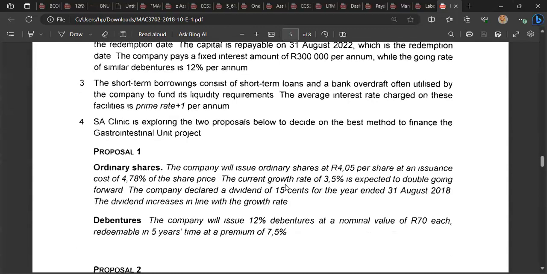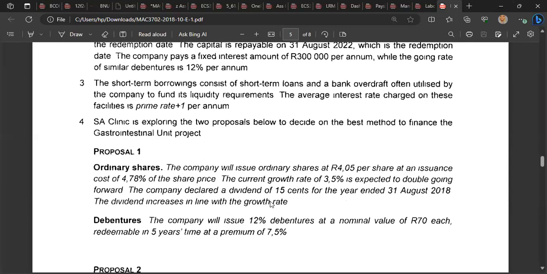All right, so the company's growth rate is 3.5. So once you see growth rate, then you are most likely going to be making use of Gordon's dividend growth model, right? It's 3.5 and is expected to double going forward. Then the company declared a dividend of 15 cents for the year ended 31 August 2018, which is the particular year that we're dealing with. And the dividends are going to increase in line with the growth rate. Right, so we are assuming a constant growth rate. So our dividends are going to be growing.